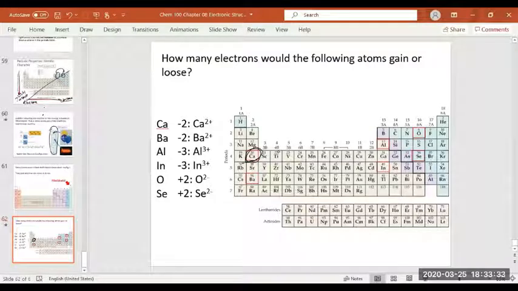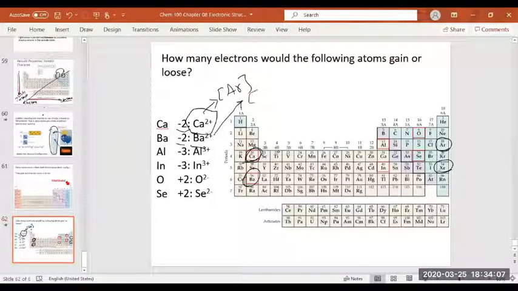So calcium, which noble gas is close to it? It is argon. Now calcium has 20 electrons, argon 18. Calcium wants to lose 2 electrons to be similar to argon. So calcium will lose 2 electrons, will become Ca2 positive, and that's similar to argon. Barium. Look at barium. Barium 56, close to xenon, the noble gas, 54. Barium needs to lose 2 electrons to have Ba2 positive and be similar to xenon.